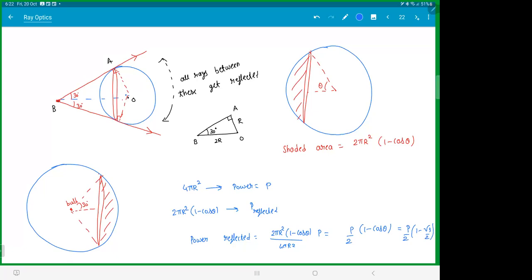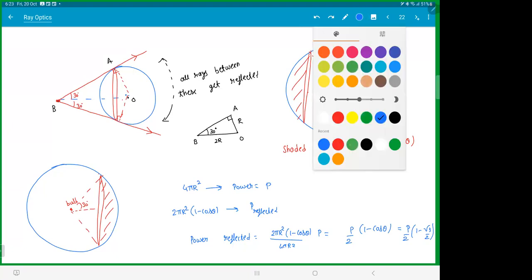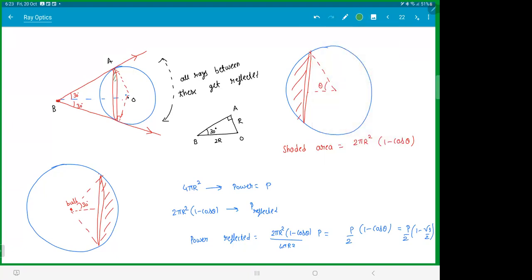Check it out. So all the light rays within a region of 60 degrees will bounce off. And for 60 degrees, or this 30 degrees half angle, the surface area will be this much. So basically we're talking about this disk here. All the light rays in this disk will get reflected. Clear with this?